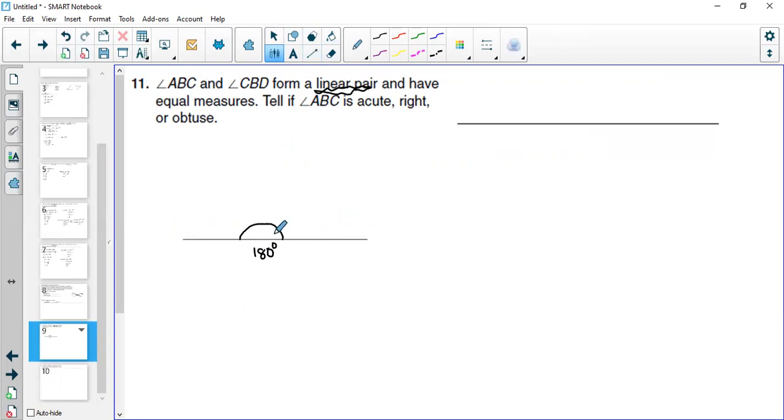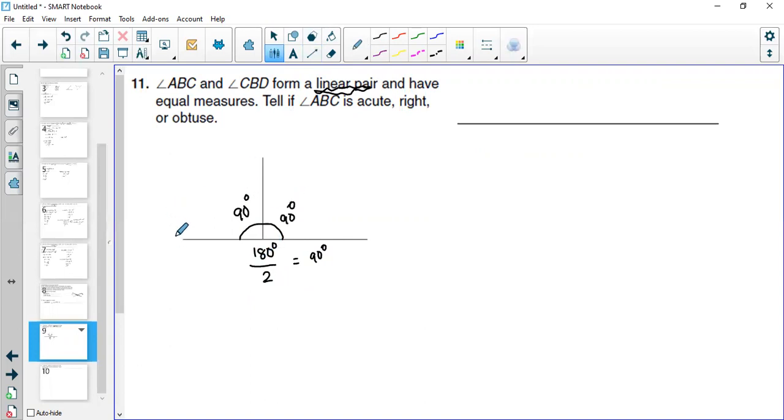They are a linear pair. Now, if they have equal measures, which means they have to be divided equally into two parts. So if I divide this into two equal parts, what is each angle going to be? Equal two parts means we are going to divide by 2. So what's that going to give you? That will give you 90 degrees, right? So this angle is 90 degrees. This angle is also 90 degrees.